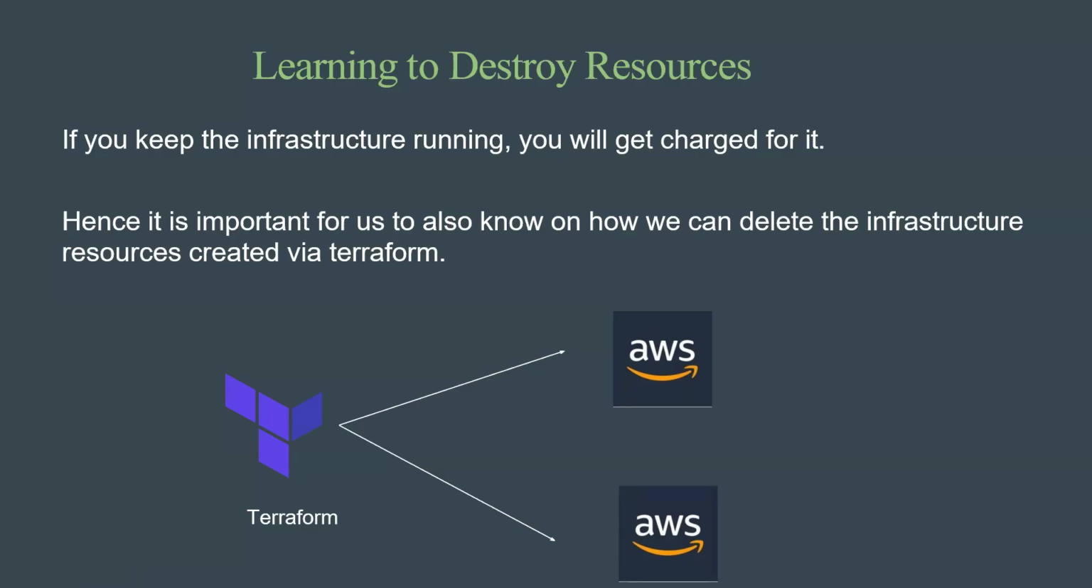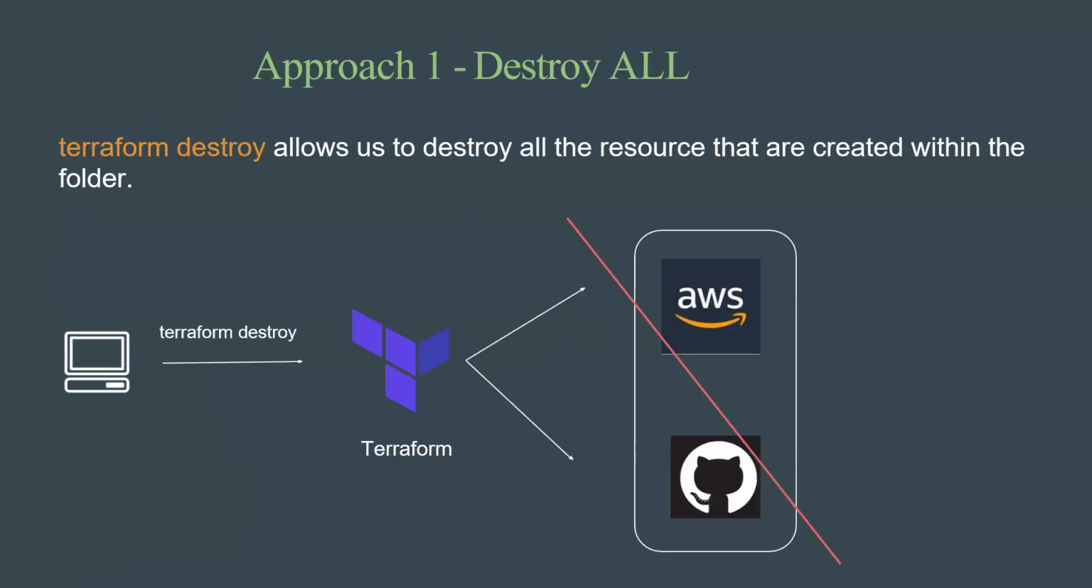I don't want to delete two. I want to delete only one. So how can we do that? What is the approach? Approach one, destroy all. Terraform destroy allows us to destroy all the resources that are created within the folder. The folder is nothing but a stack. Terraform destroy destroys all the resources, which means the S3 bucket, EC2 instance, VPC, subnets, everything will be destroyed.